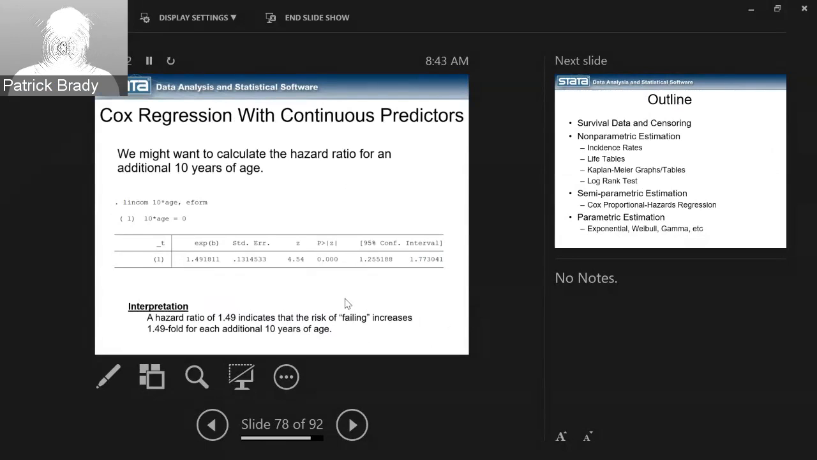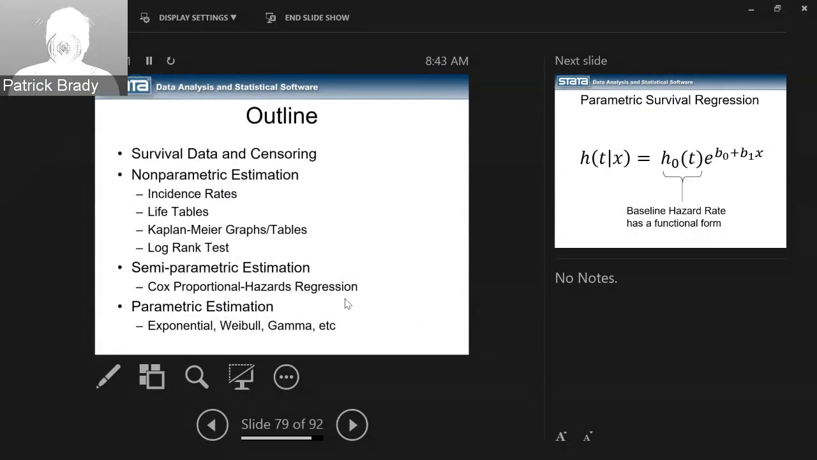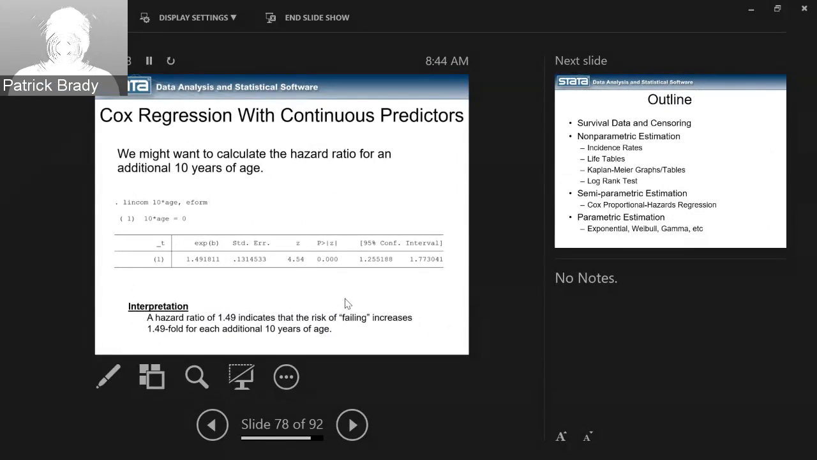So the interpretation would be, like we said before, a hazard ratio of 1.49 indicates the risk of failing increases 1.49-fold for each additional 10 years of age, not 1 year of age. And you can do 5 years or whatever you want, whatever kind of differential. But keep in mind the default is a 1-year differential, just like an indicator variable. That's because we specified that earlier, right? Here I've done 10 years because I'm more interested in a 10-year differential.